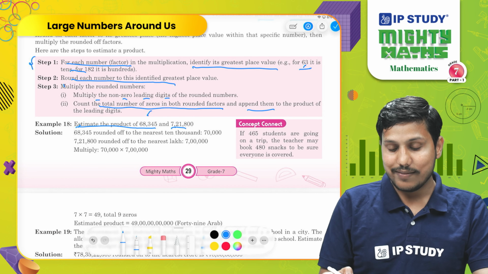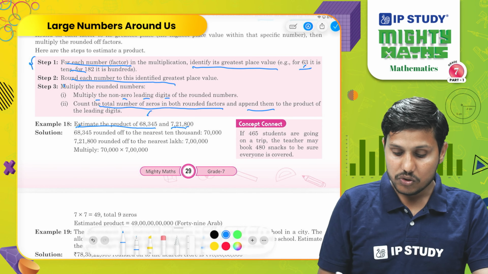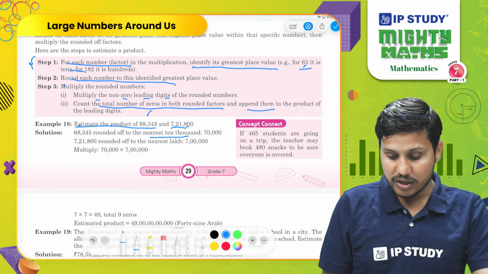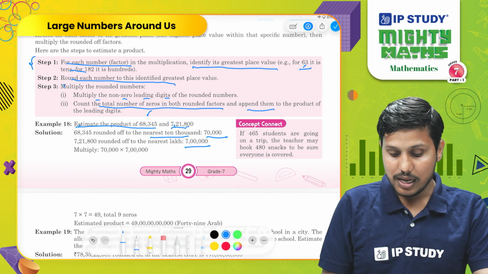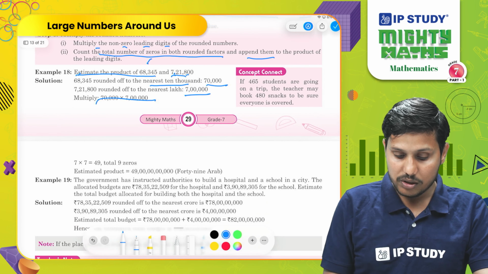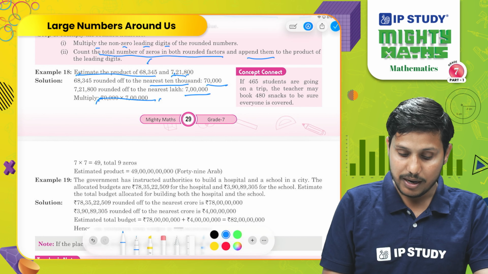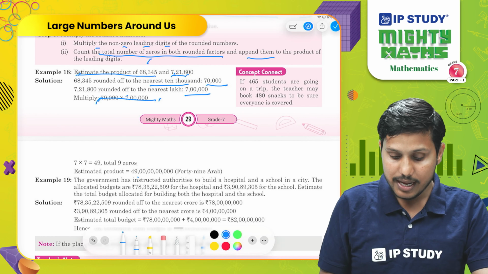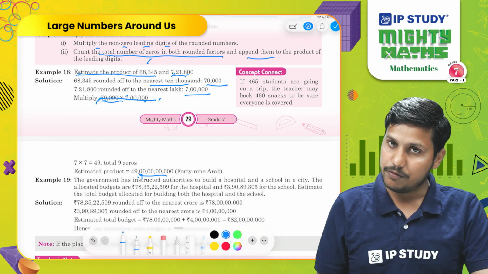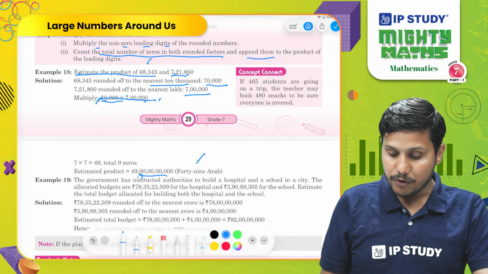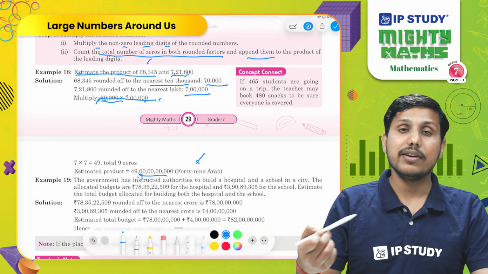we have 7,21,800. So in this case it will be rounded off to 10,000. So it will be 70,000 and this will be 7 lakh, and we will find out the product of these two by multiplying 7 and 7, which is 49, and we will append these zeros at the right part of this 49. So it will be 49 Arab. It is forming an 11 digit number.